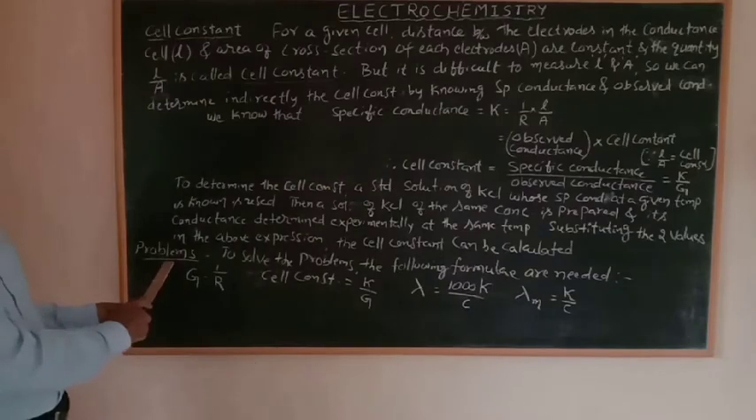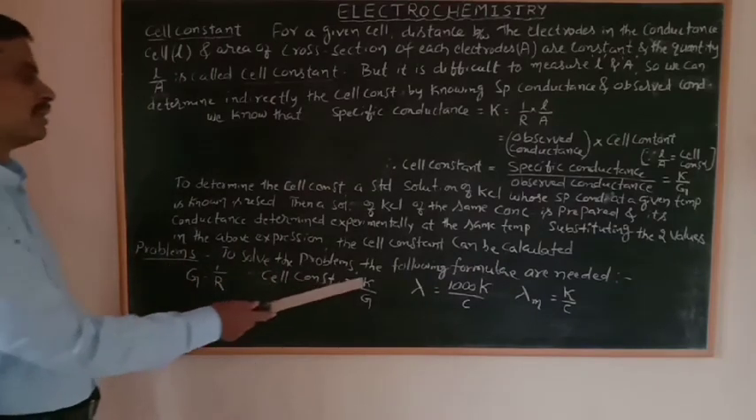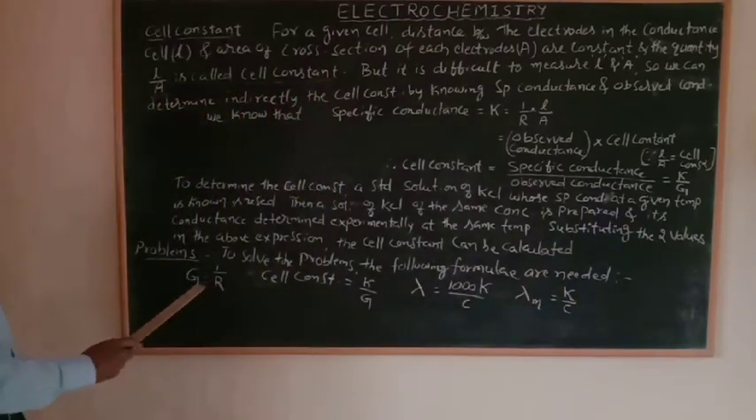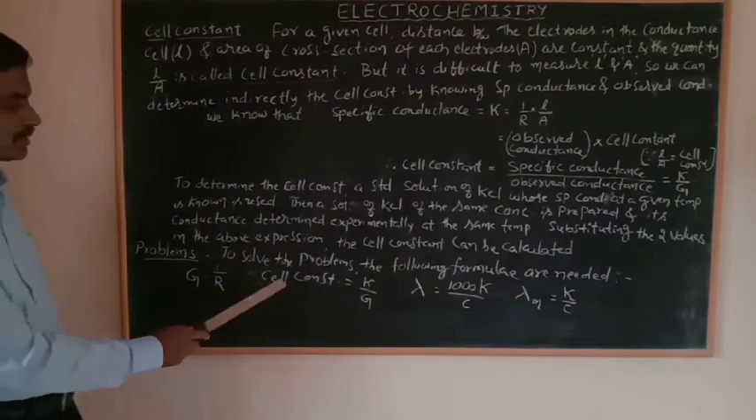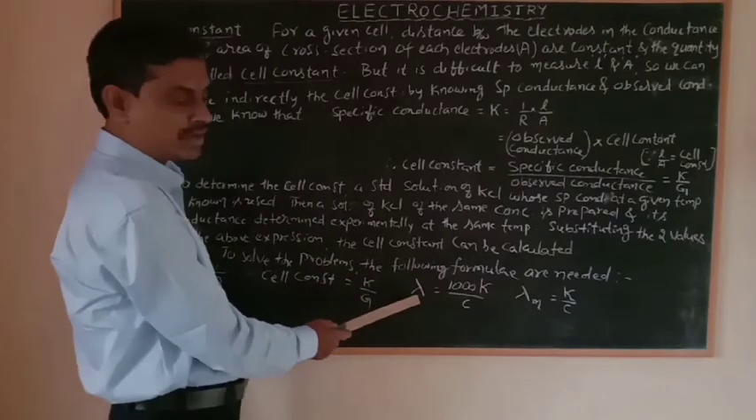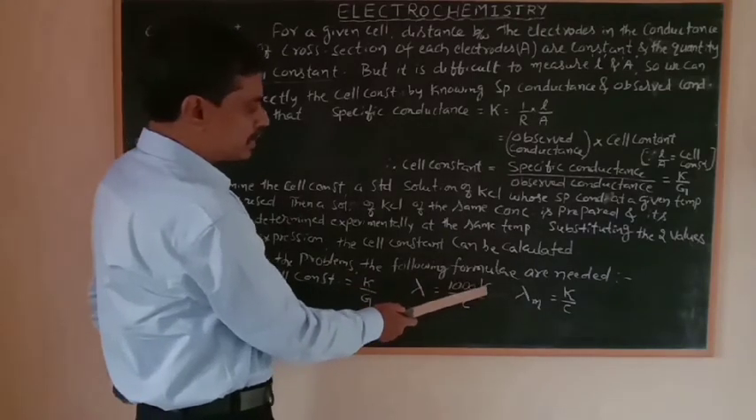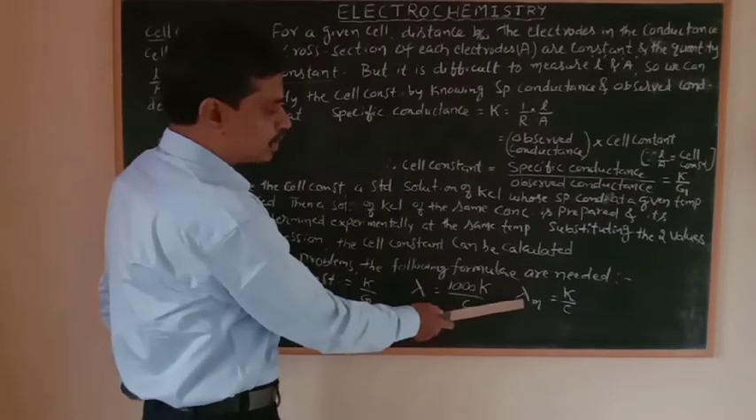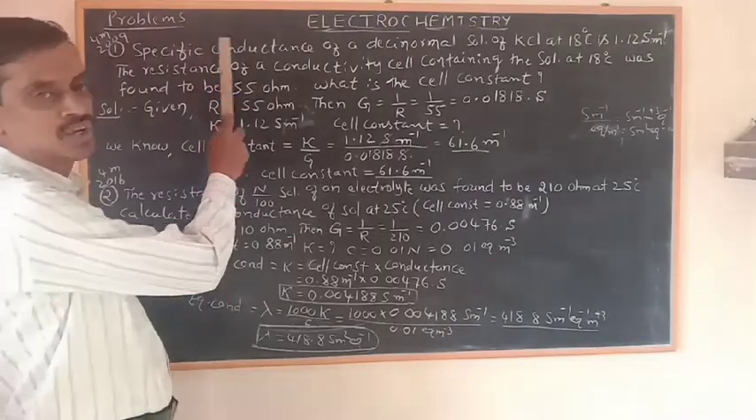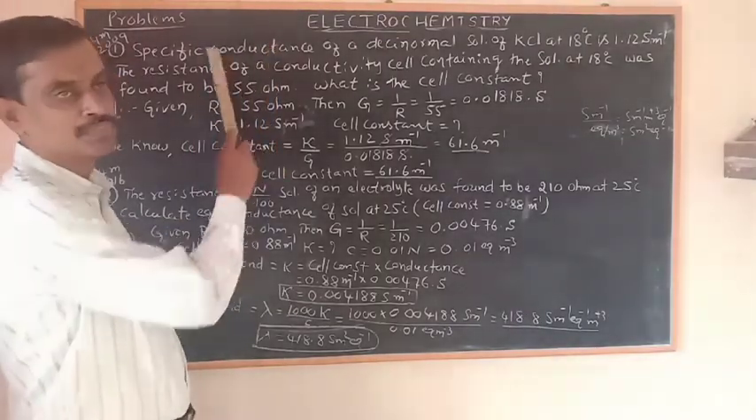To solve the problems in this, the following formulas are required. The first is G is equal to 1 by R, cell constant is equal to kappa by G, equivalent conductance lambda is equal to 1000 into kappa divided by C, and molar conductance lambda m is equal to kappa divided by C. Let us solve some problems regarding the previous terms.